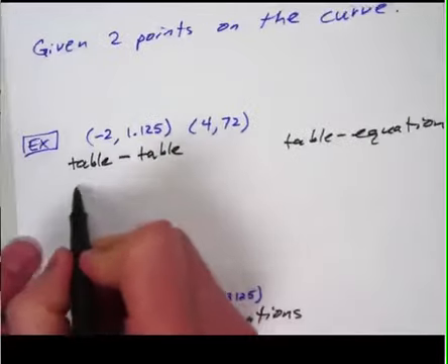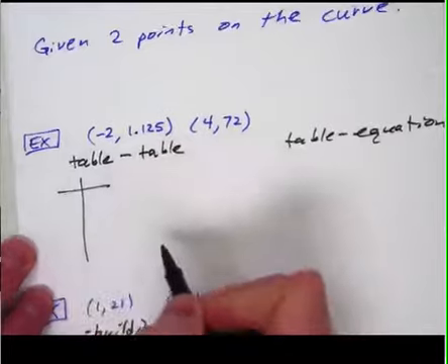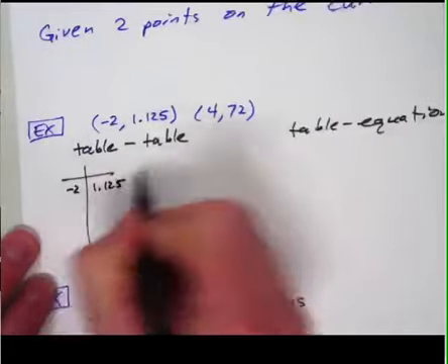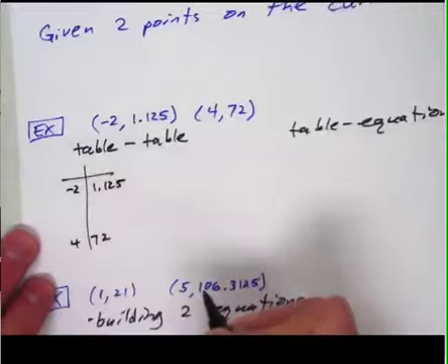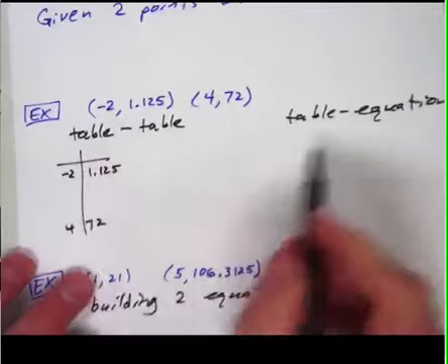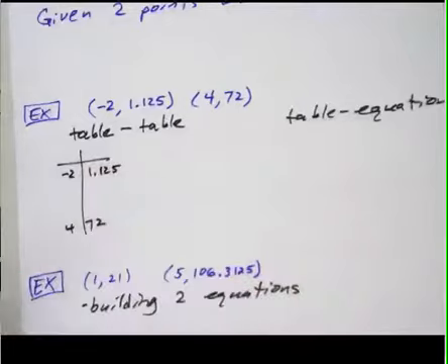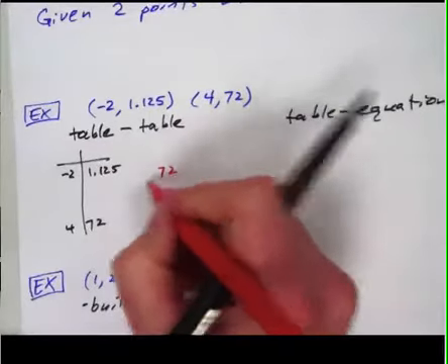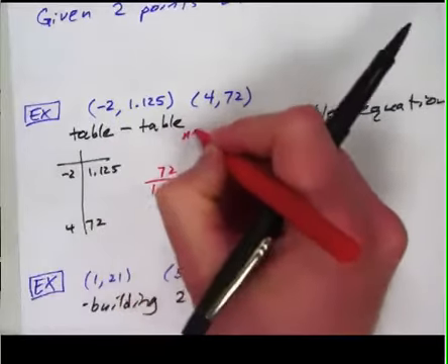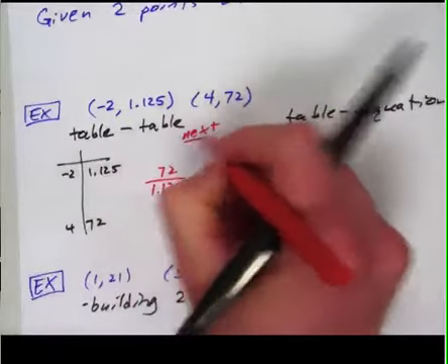So table person, what you would do is you would come down here and say, okay, I'm going to start building a table. The -2 value is 1.125. The 4 value is 72. I'll show you how the equation part does it in just a second. What you would do, like we did in the last video, is take next divided by previous. So I'm going to take 72 divided by 1.125. Again, that's the next number in your list divided by the previous.